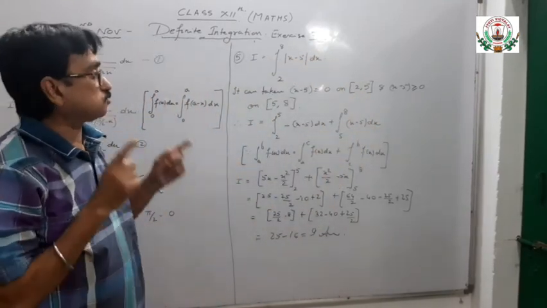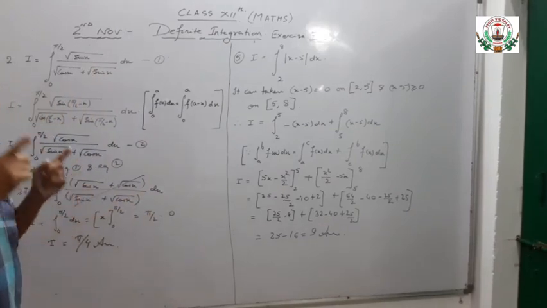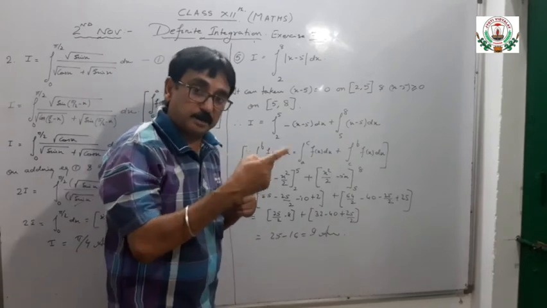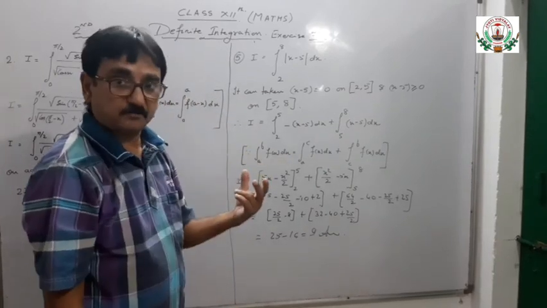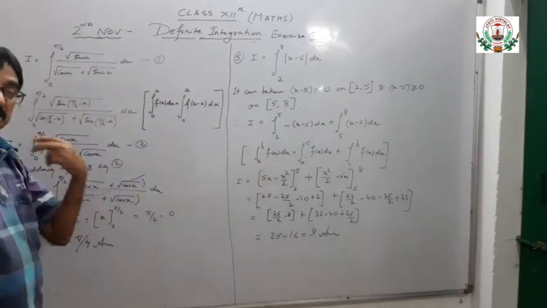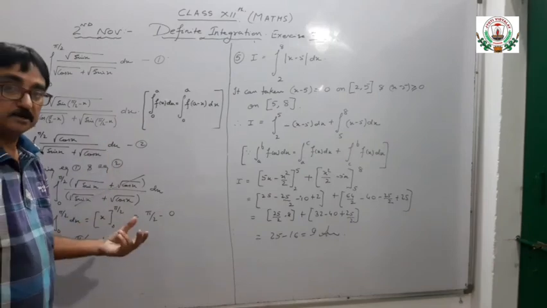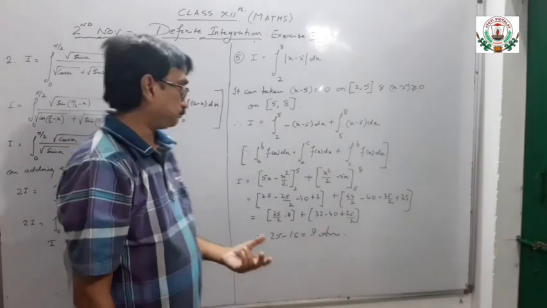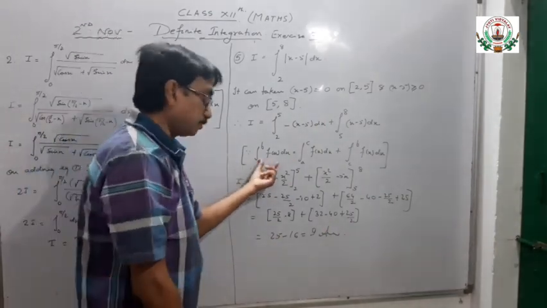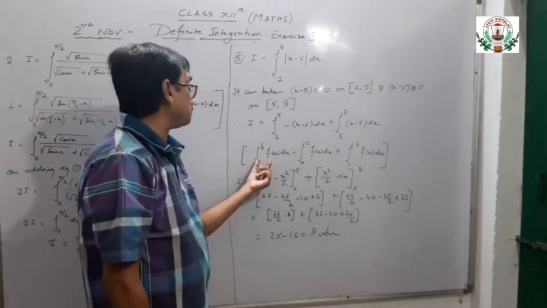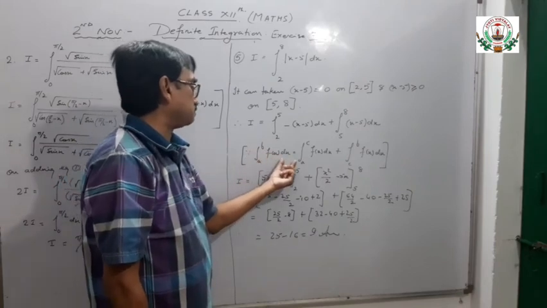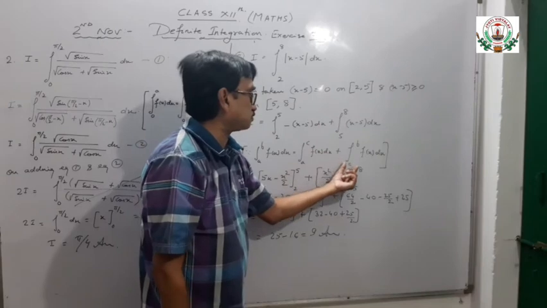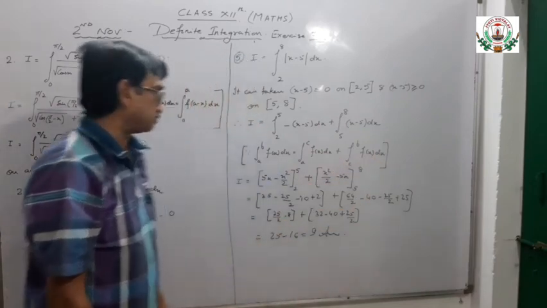Okay? In case of every modulus question, you have to justify for which lower limit to upper limit it will be a negative function, and from which lower limit to the upper limit the given modulus function will be positive. So our third property of definite integration is integration a to b f of x dx equals integration a to c f of x dx plus integration c to b f of x dx.